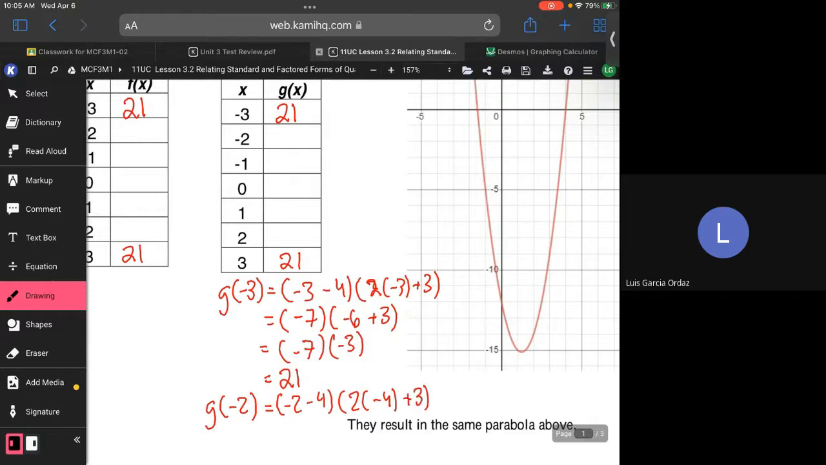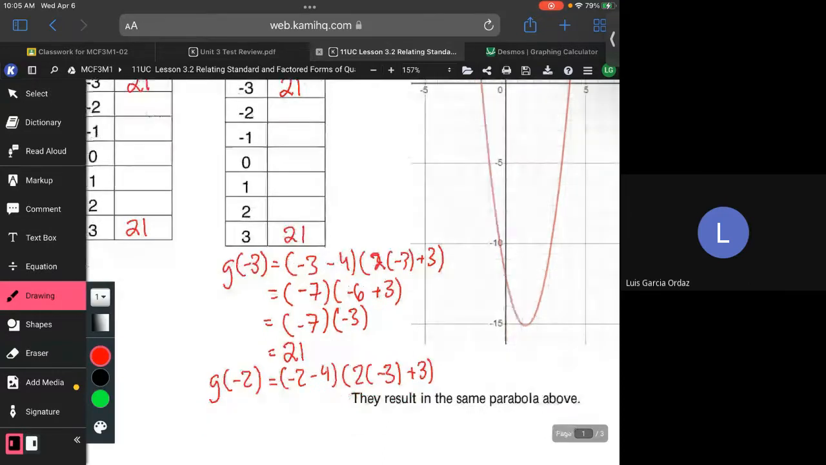Sorry, could you slow down a bit? Sorry, so we're doing f of x or g of x? We're doing g of x. So what did you sub in? Negative 2. Okay.